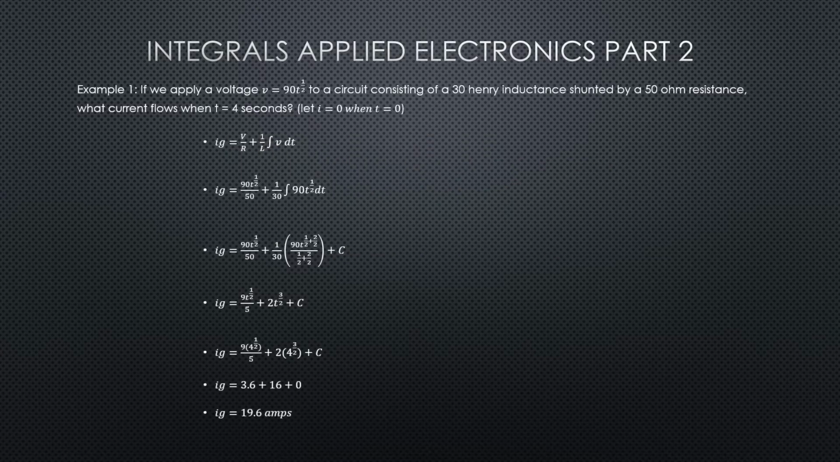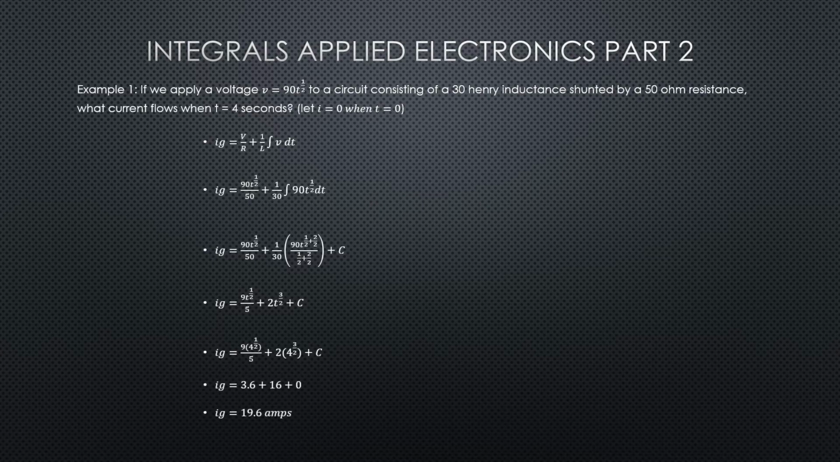Example 1. If we apply a voltage V equals 90t raised to the 1/2 power to a circuit consisting of a 30 Henry inductor or inductance shunted by a 50 ohm resistance, what current flows when t equals 4 seconds? And we're going to assume that our I equals 0 when t equals 0.